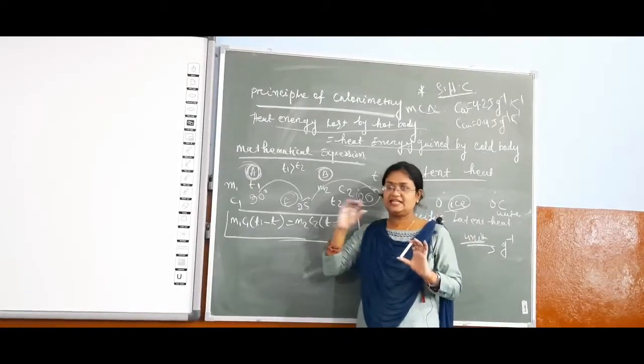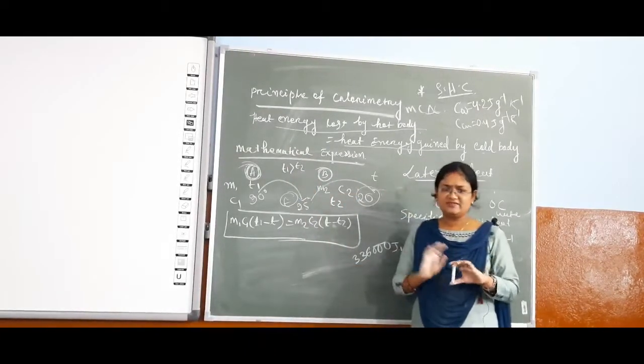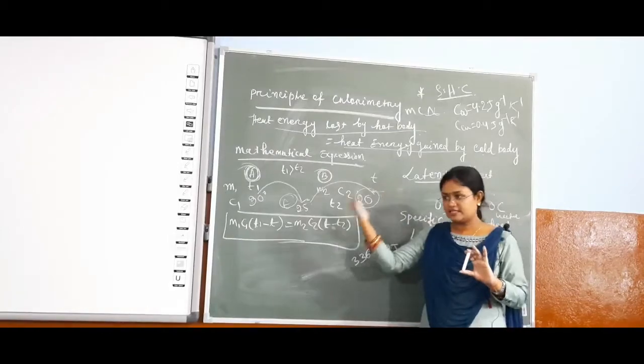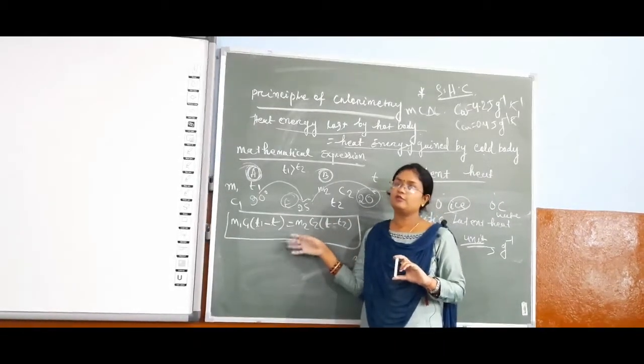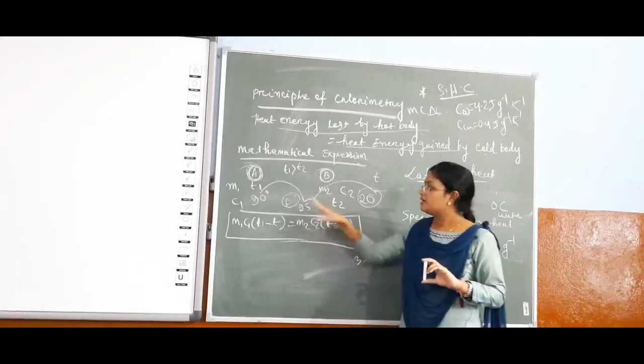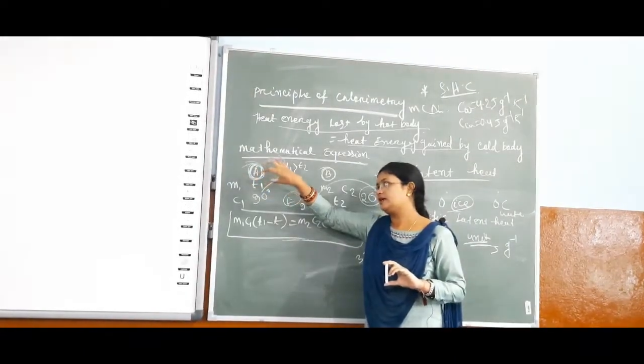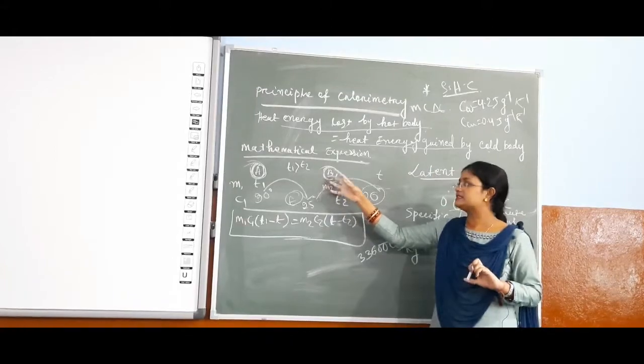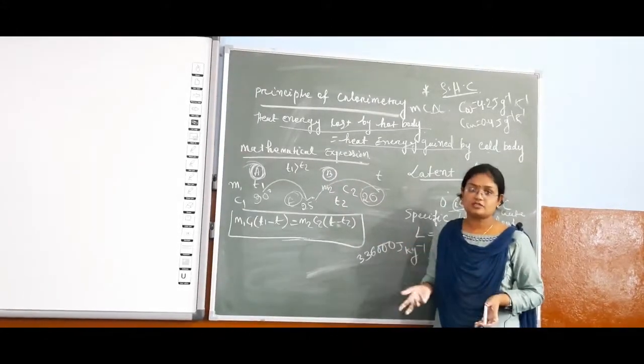There is no heat loss to the surrounding. If there is no loss of heat to the surrounding, then only this principle holds good. It is based on conservation of energy. Whatever heat is lost by body A, that much amount of heat is gained by body B. So there is no loss of energy.